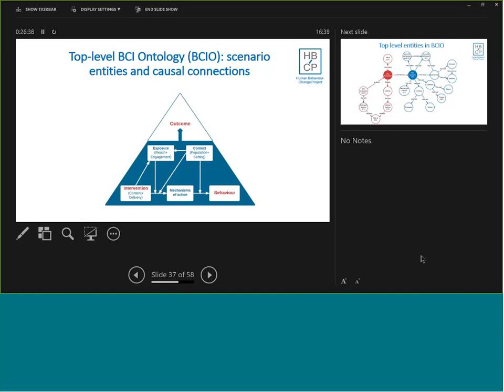And in order to understand the effect of an intervention on outcome, you need to put all of these different top-level entities together, and here are schematic causal relationships between them. Now, we call this one scenario because I'm now going to go on and show a more elaborated version of the ontology, which includes the scenario, but also includes the way in which the data is generated. And it will become obvious why we call this a scenario.